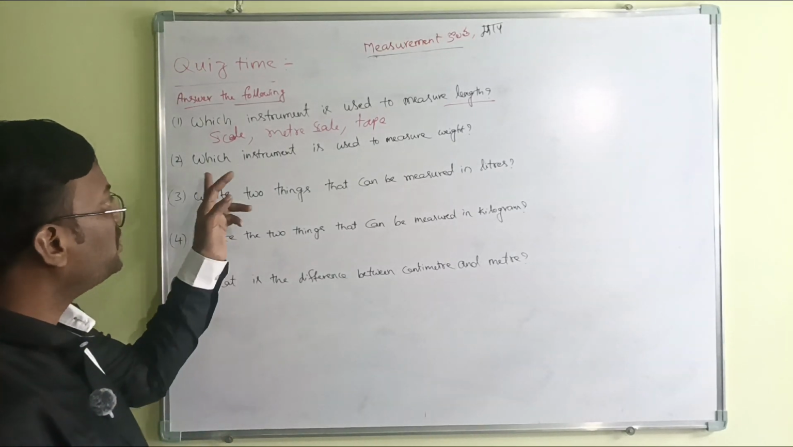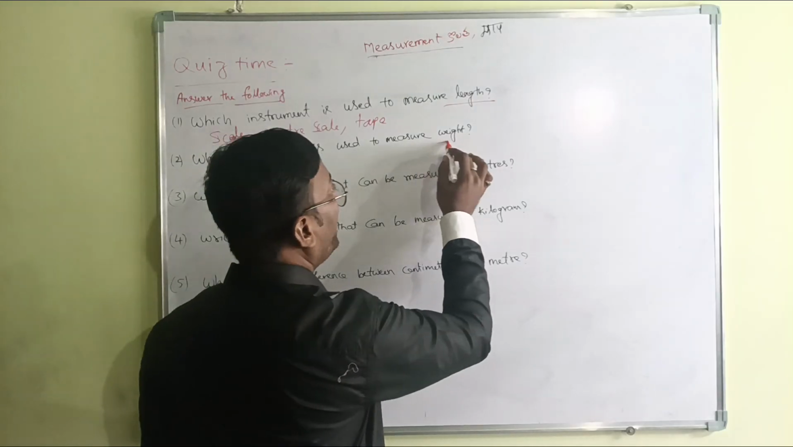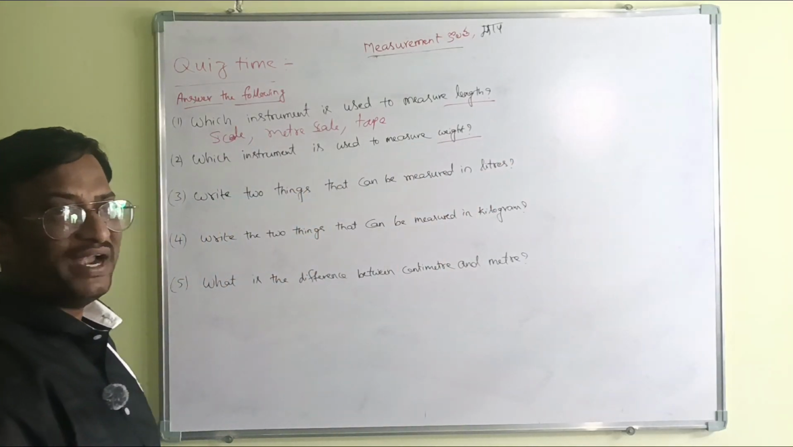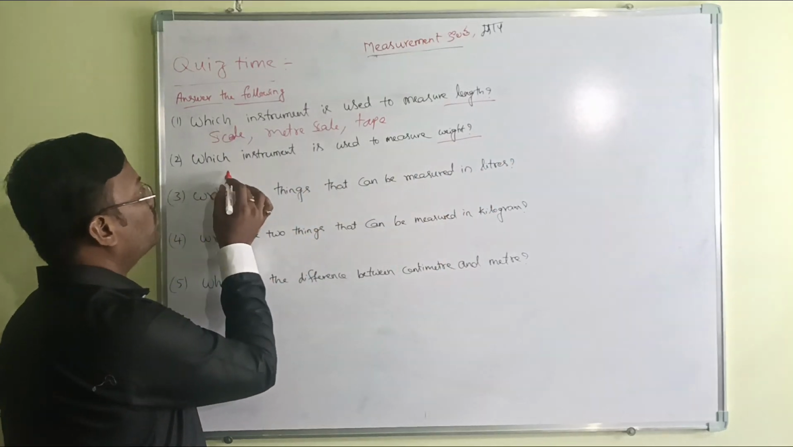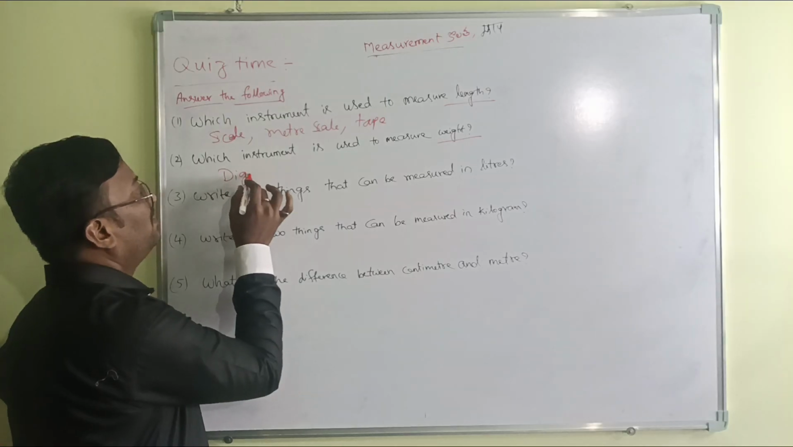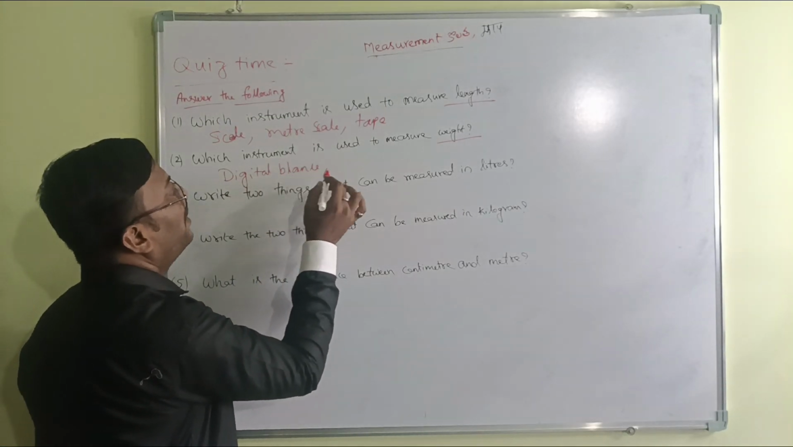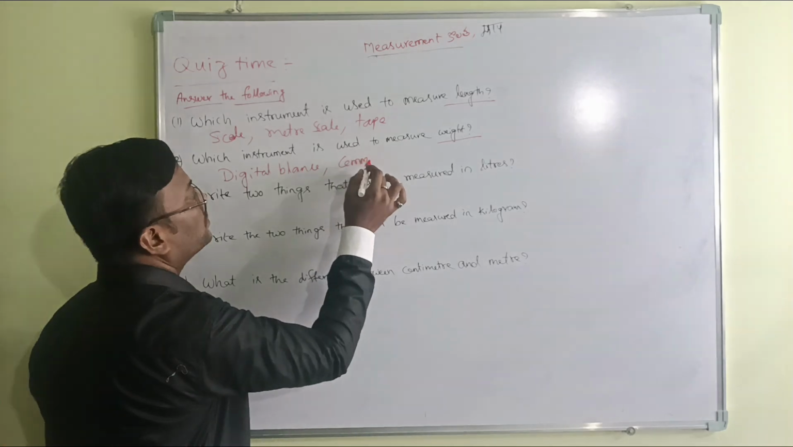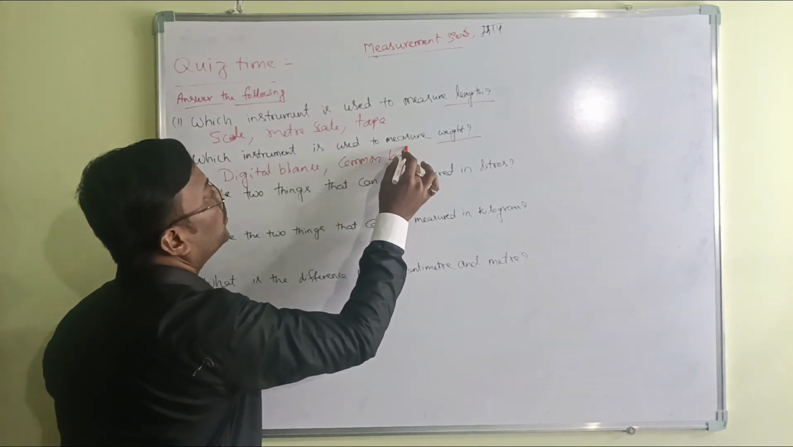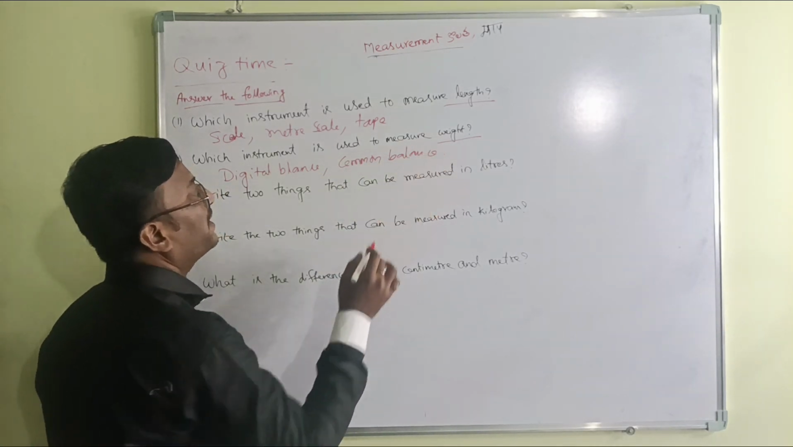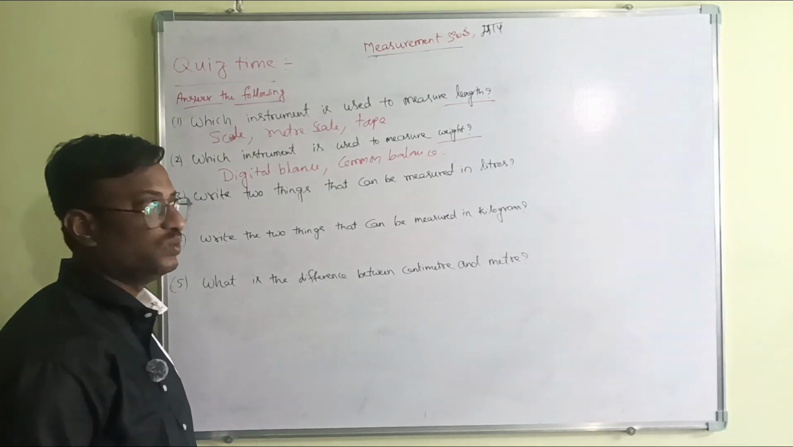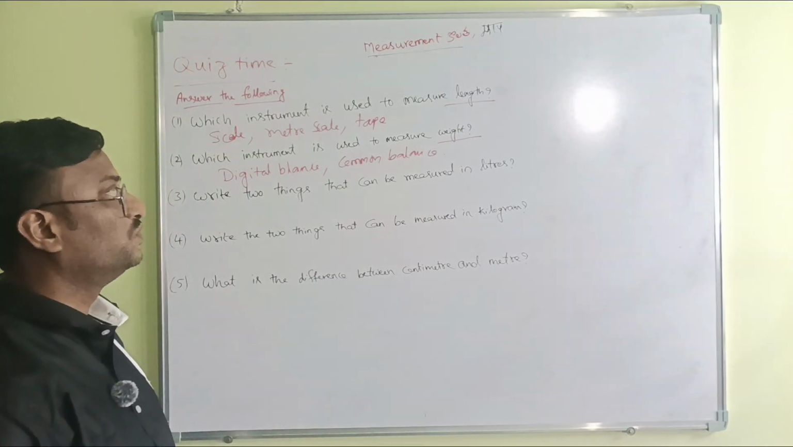Next one, which instrument is used to measure weight? Which one is required? Common. So we can use a digital balance. Digital balance can be used, and a common balance can also be used. Tarazu, in English they say balance, right? Tarazu, that can be used.